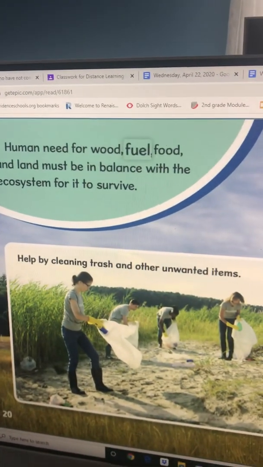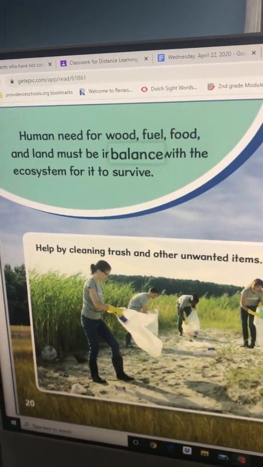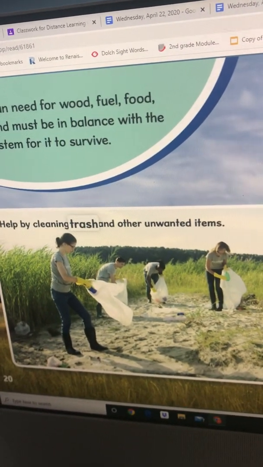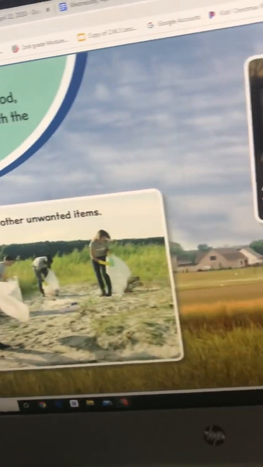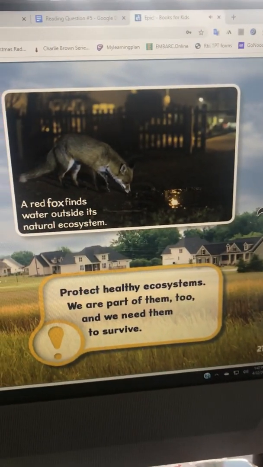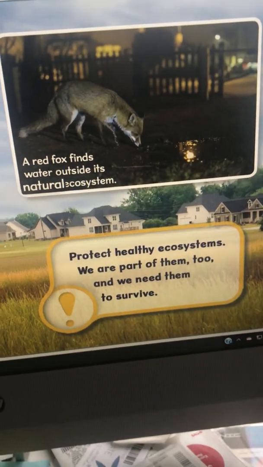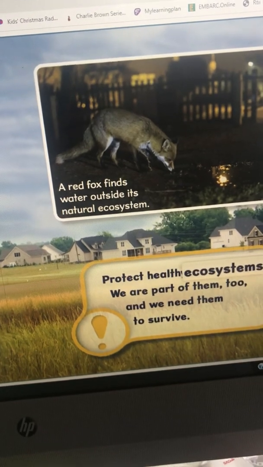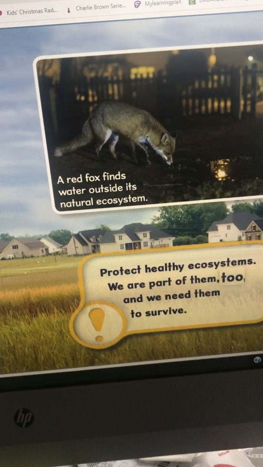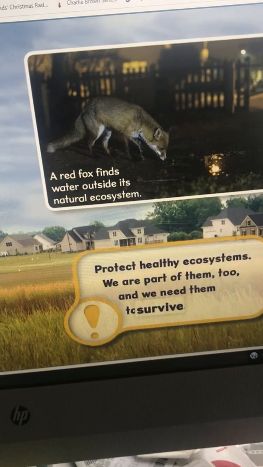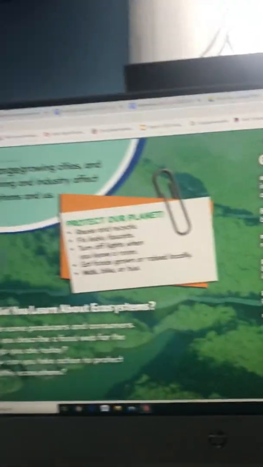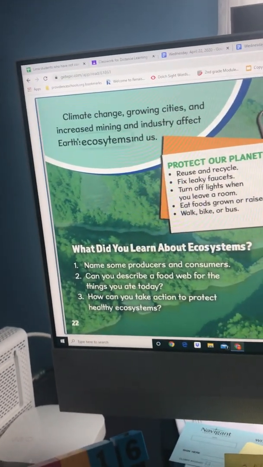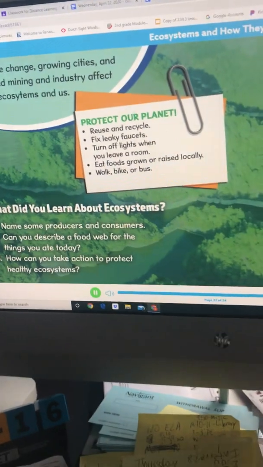Human need for wood, fuel, food, and land must be in balance with the ecosystem for it to survive. Help by cleaning trash and other unwanted items. A red fox finds water outside its natural ecosystem. Protect healthy ecosystems. We are part of them too, and we need them to survive. Climate change, growing cities, and increased mining and industry affect Earth's ecosystems and us.